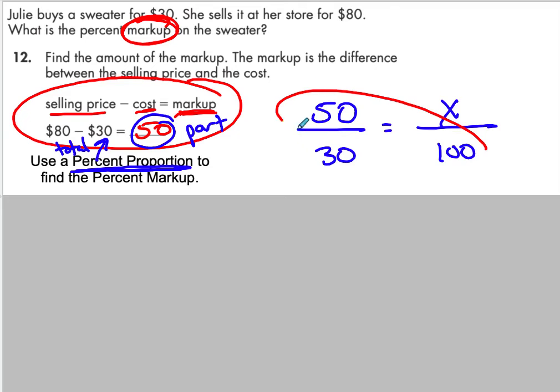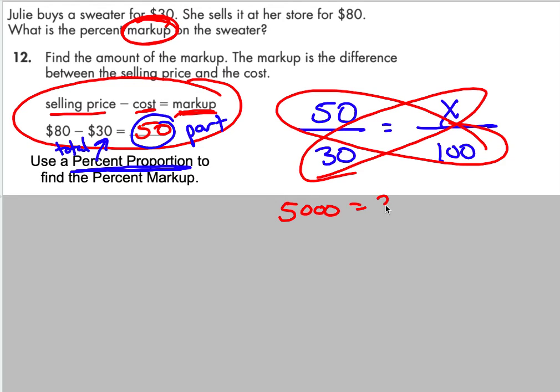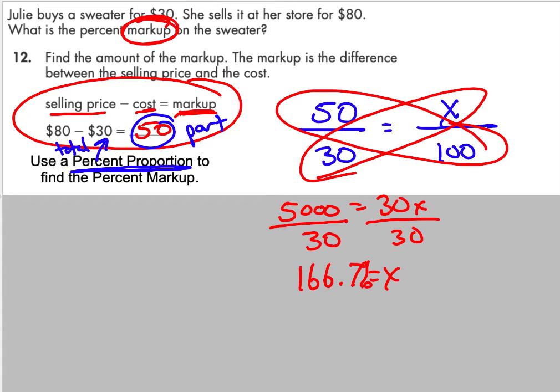So we solve our proportion. 50 times 100 is 5,000. 30 times x is 30x. Remember, we always divide by whatever got multiplied times our variable. And I get 5,000 divided by 30. And I get 166.6, or we could round it up to 166.7%. That's her markup on this particular item. So she marked it up 166.7%. Okay.